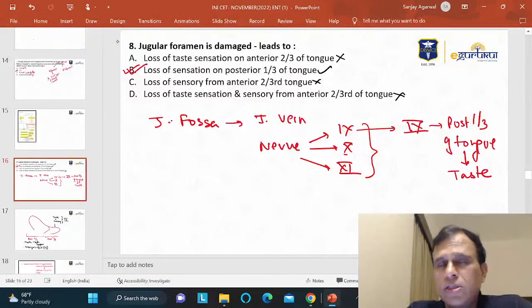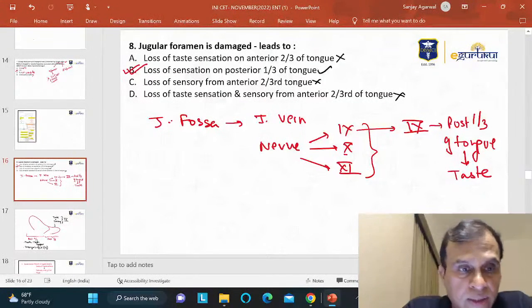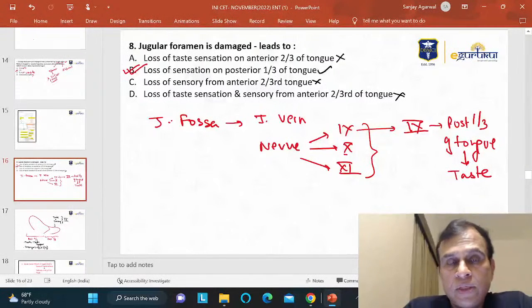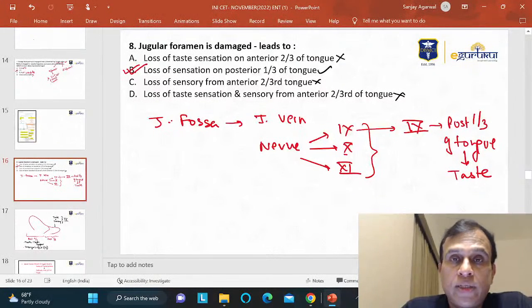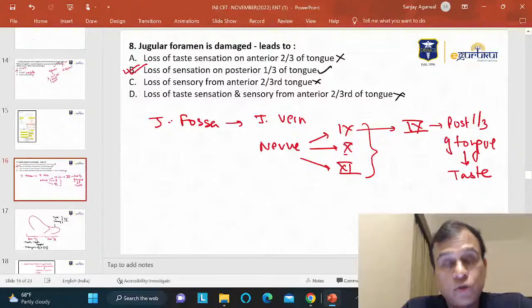If these are the choices or similar choices, even if the choices were slightly different, you understand that if a jugular fossa has a problem and that causes any problem in the tongue, anterior two-third or posterior one-third, it is only possible because of the 9th nerve, and the 9th nerve supplies the posterior one-third of the tongue. So this part of the tongue will have a problem. It will have both the sensory problem as well as taste problem. Anterior two-third of the tongue will have no problem in this patient because anterior two-third is supplied either by facial or a branch of trigeminal, which are not near the jugular fossa.